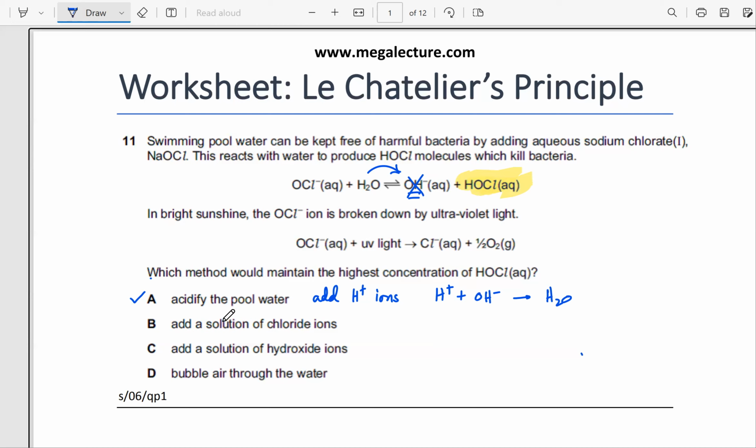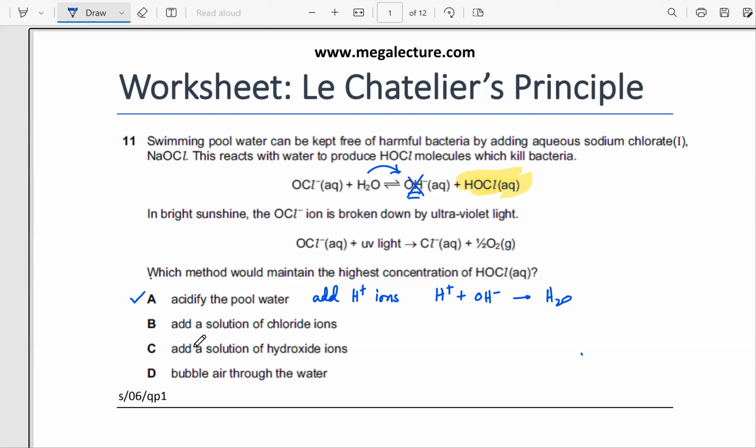Why are the others wrong? Let's quickly look at the rest. If you add a solution of chloride ions, chloride is Cl minus. Cl minus has nothing to do over here. But this reaction is pointless because even if you add more Cl ions, the reaction is not reversible. So even if you add more Cl ions, the equilibrium is not going to shift. It's not going to move backward or forward. Okay, so nothing would happen in this case, in the second case.